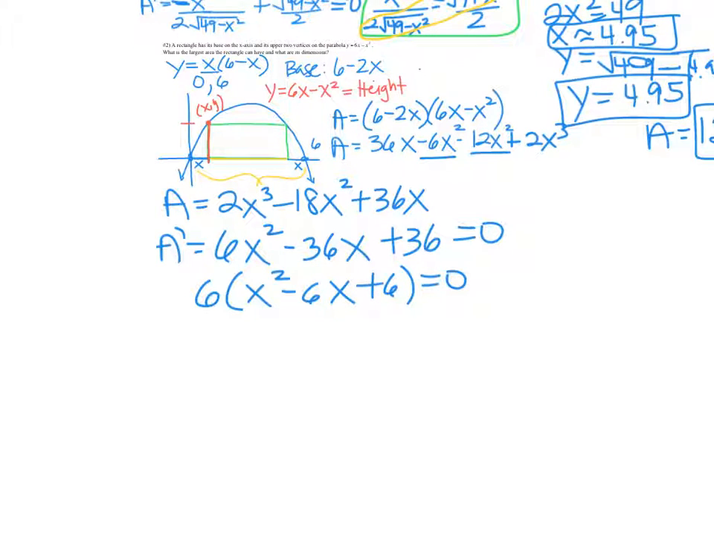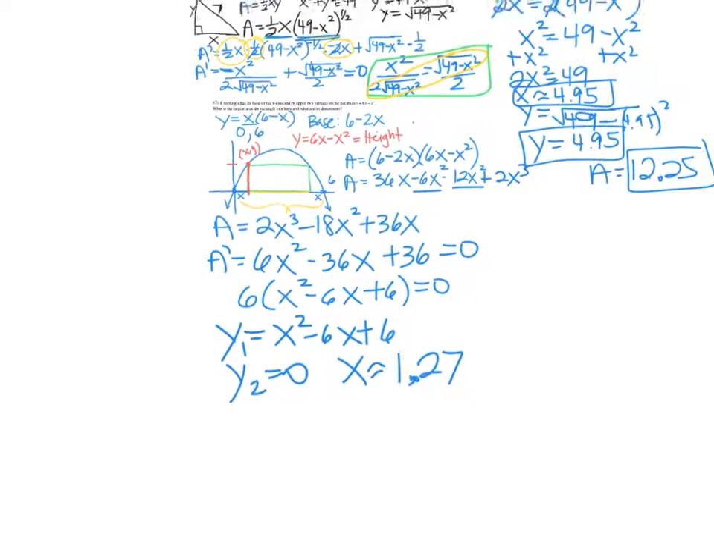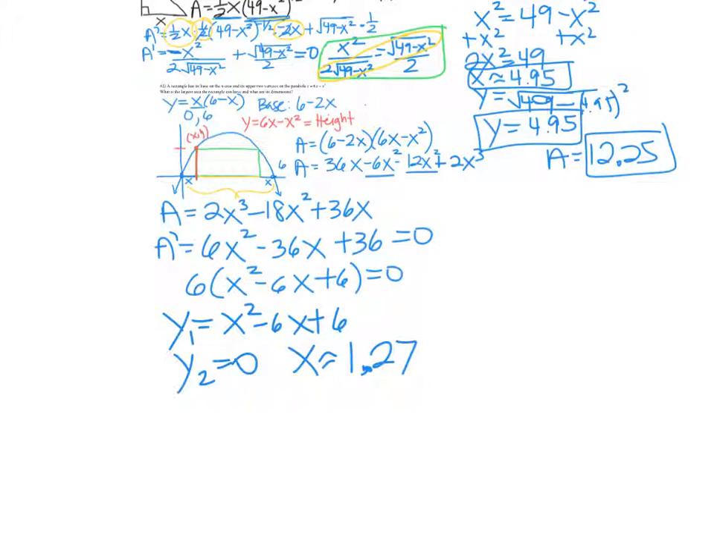I went ahead and just graphed y equals x squared minus 6x plus 6 on my calculator as y1 and y2 was 0. And I just found their intersection. And there's 2 intersections, as you can see. And then when you do the quadratic formula, you'll get 2 intersections. And I get that x is approximately 1.27. The other one is going to be a larger x, which would end up making the base negative, and you don't want the base to be negative. So there's our x. That's not the answer, though.